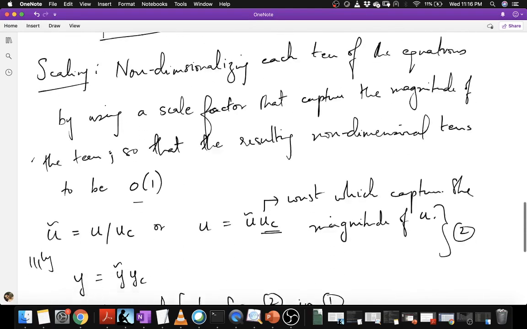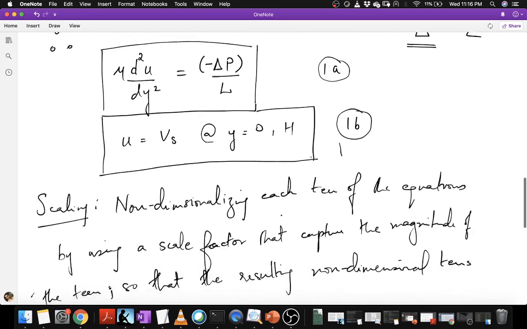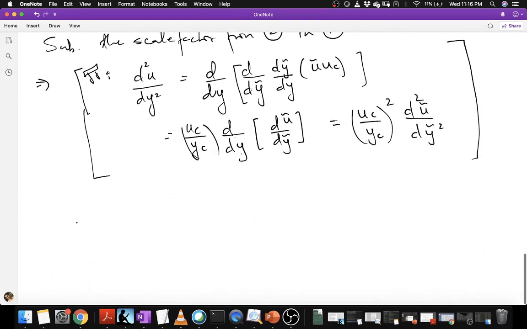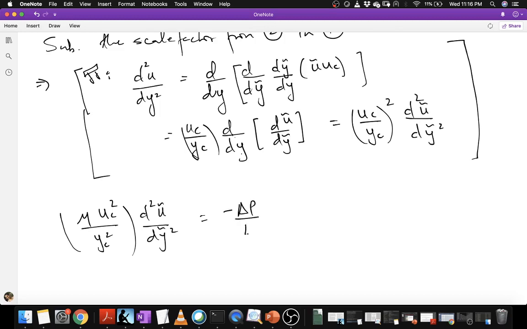Okay, so now doing the same throughout the equation, the other terms are simple. We have the following relationship now. So mu, viscosity, uc square over yc square and d square u tilde by dy tilde square. Yes. So this is a factor of constants, although we are yet to specify what u characteristic and y characteristic are. And this is simply minus delta p over L.